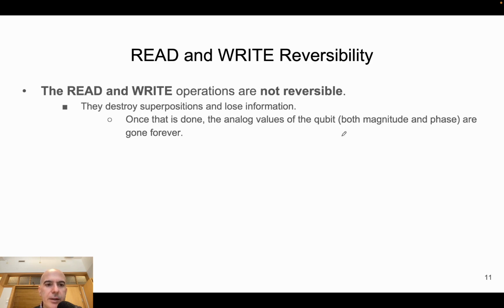The read and write operations are not reversible because they destroy superposition, lose information, and we cannot go back and forth, right, from the results of the read and write operations. That means that once these operations are done, the analog values of the qubit, the magnitude and the phase that characterize the superposition, are gone forever.